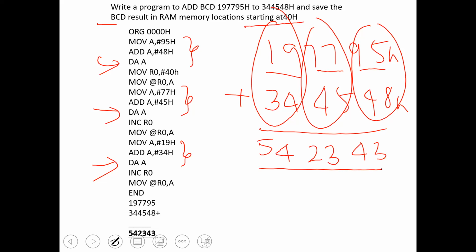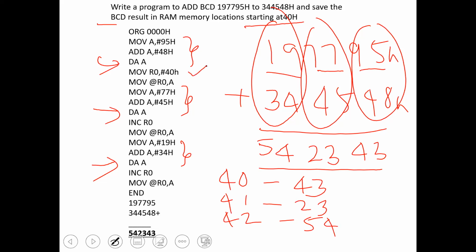So I have to store it at location 40. At 40 I have to store 43, at 41 I have to store 23, and at 42 I have to store 54. This is my BCD number.